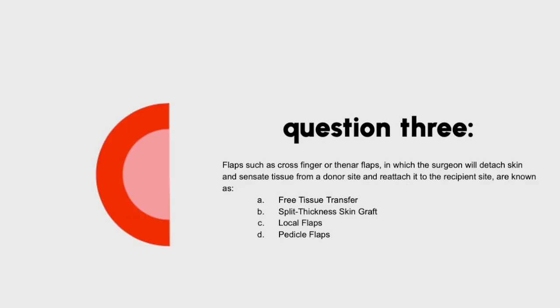Question 3. Flaps such as cross-finger or thenar flaps, in which the surgeon will detach skin and sensate tissue from a donor site and reattach it to the recipient site, are known as A. Free tissue transfer. B. Split thickness skin graft. C. Local flaps. D. Pedicle flaps.